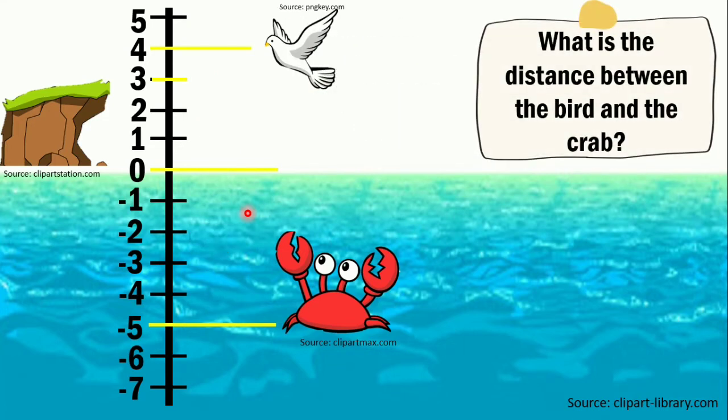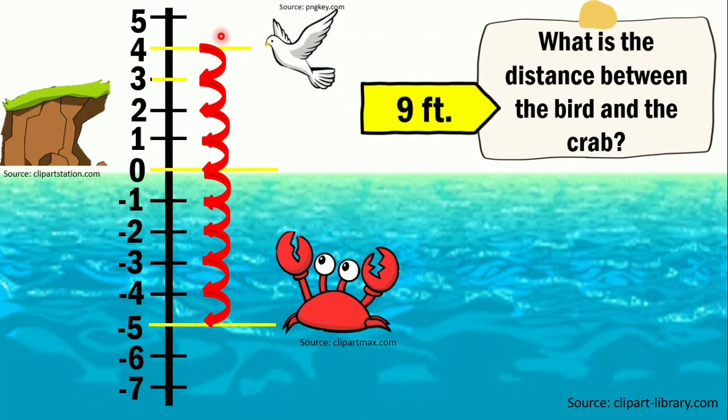Next, what is the distance between the bird and the crab? So this is the flying bird and this is the crab. Let's count. 1, 2, 3, 4, 5, 6, 7, 8, 9. We have 9 units. It means the distance between the bird and the crab is 9 feet.